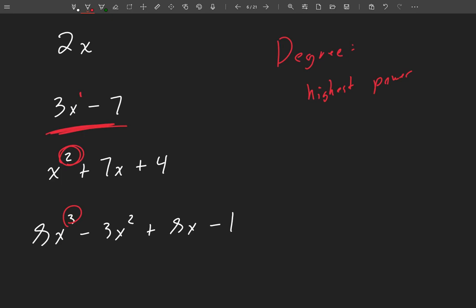Some people will try to trick you and mix these things up. So it's not always the first one. They might put the highest power later on in the polynomial. You just make sure that when you're looking at these to find the degree, be careful and actually pick the highest number.